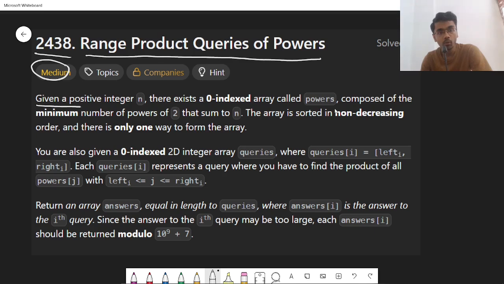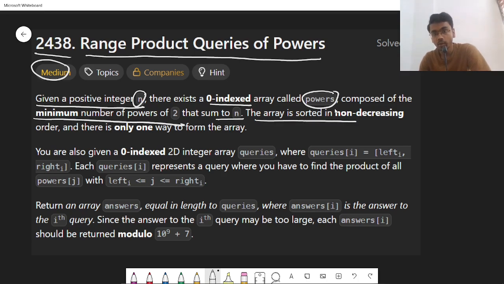You are given a positive integer n. There exists a zero indexed array called powers composed of the minimum number of powers of 2 that sum up to n. The array is sorted in non-decreasing order. That means it is sorted in increasing order. And there is only one way to form the array.